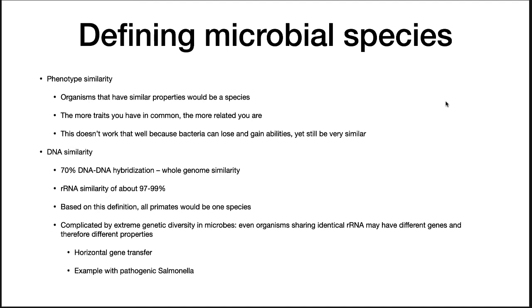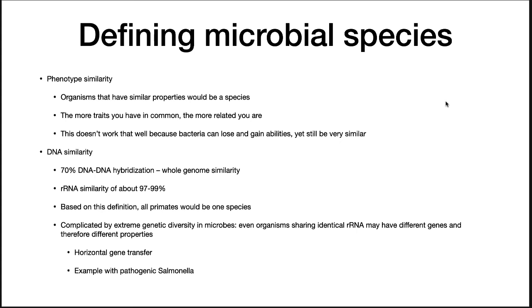First, scientists attempted to do this by comparing what they could do or how they looked. In other words, by their phenotypes. You can bet, just like in classification, this didn't work too well. Organisms that have similar properties were thought to be a species. The more traits you have in common, the closer your relationship. This way of organizing doesn't work that well because bacteria can lose and gain abilities, yet still be very similar.